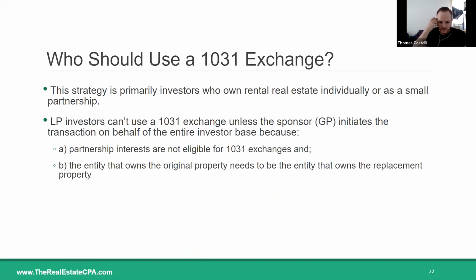And the entity that owns the original property needs to be the same entity that owns the replacement property. So therefore, the general partnership would have to initiate it for you to work. As a limited partner, you're kind of along for the ride.